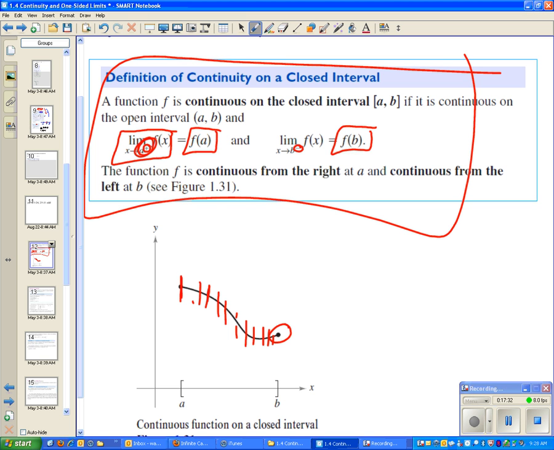The value at f of A equals the limit as x approaches A. It's just that it has to be from the right. And f of B equals the limit as x approaches B. It's just that that limit must be from the left.